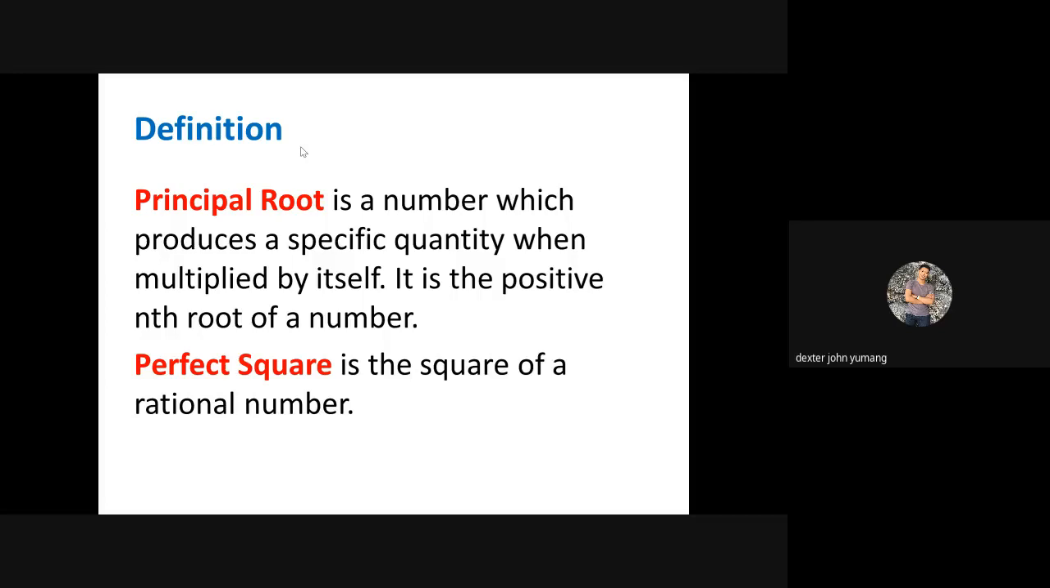So, principal root, yung kanina yung sagot po sa sinabi ko, tawag po doon principal root or the perfect square. So, ang principal root po, pag i-multiply mo siya sa kanyang sarili, yung number na yun po tawag principal root. Yung perfect square naman, kung ano yung sagot. For example, 2 and 2, tawag doon principal root. Pero pag 2 times 2, yung sagot is 4, ang 4 po, tawag doon perfect square. And that is a rational number. So perfect square is the square of a rational number.